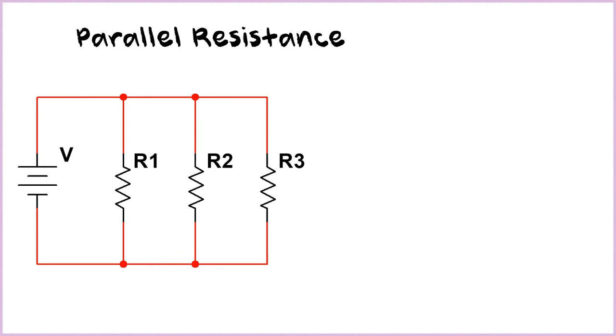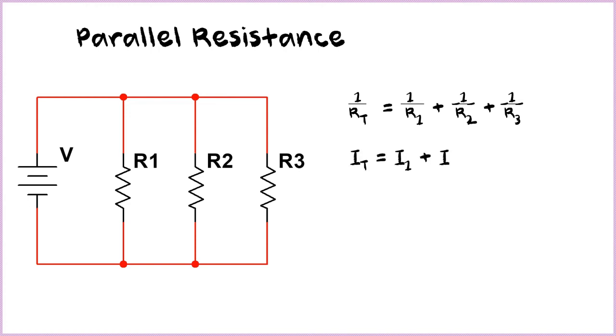In our parallel circuit, we just add another resistance parallel to R sub 2. So we just add another fraction of 1 over R sub 3. So our total resistance now is 1 over RT equal to 1 over R1 plus 1 over R2 plus 1 over R sub 3. And the current flowing is equal to the sum of all the currents flowing through the different resistors. So IT is equal to I1 plus I2 plus I3.